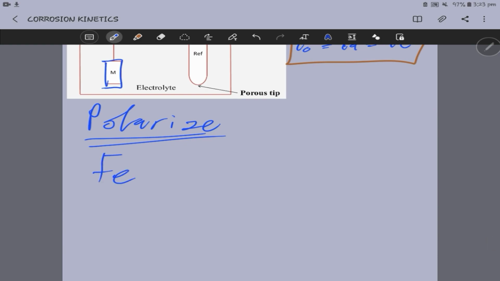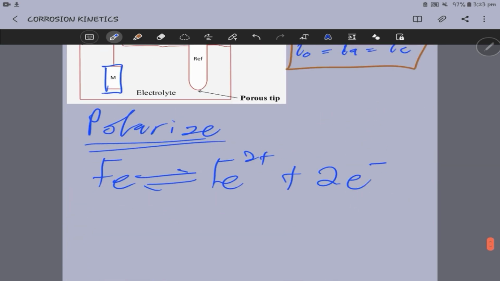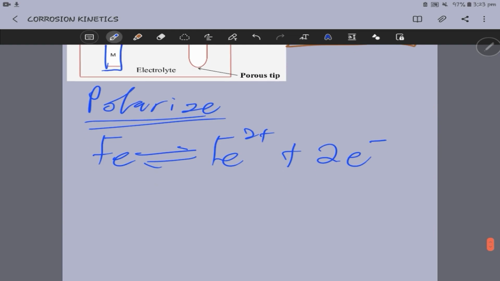Okay, so let's rewrite our equation. Because we are interested in the corrosion, we write it this way, and we have Fe 2+ and 2e-. So in this case, we are interested in measuring the corrosion rate. If we want to corrode the metal to see the corrosion rate, we do it this way, the forward reaction. Before that, we have to make sure there's a forward reaction.